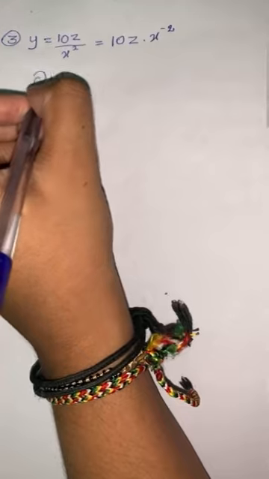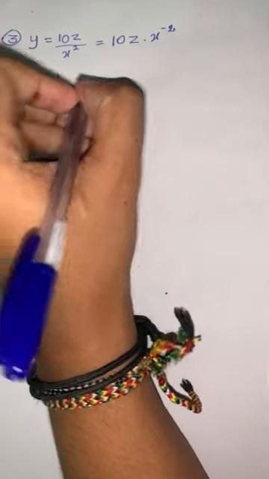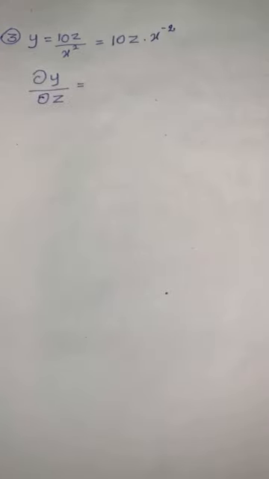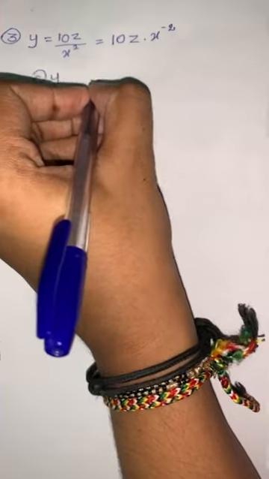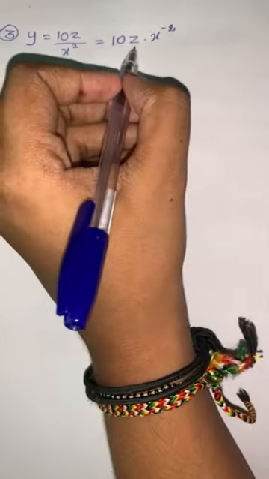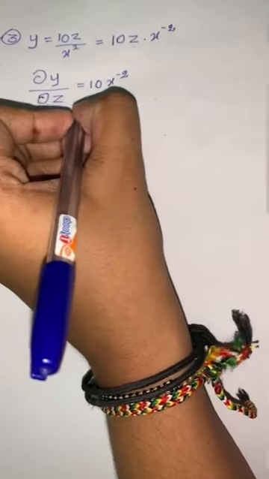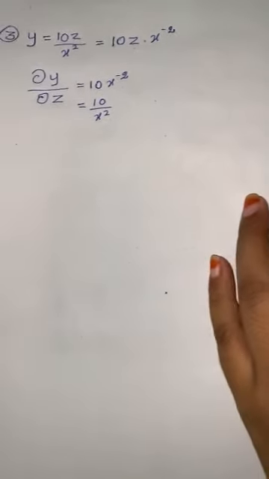Here dabba y over dabba z. Okay, so we are differentiating with respect to z. So here 10 into x to the power minus 2 will be the constant. The differentiation of z is 1. So we can write this as 10 over x to the power 2.